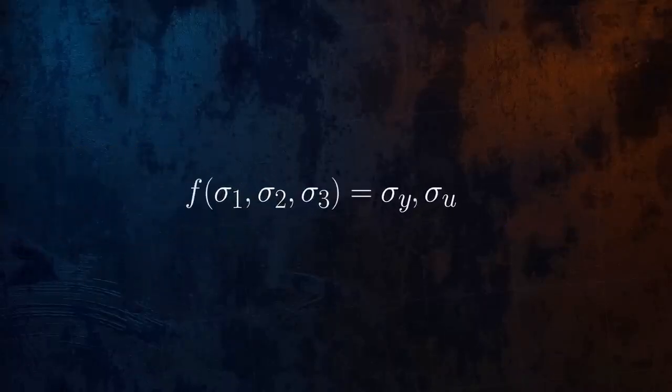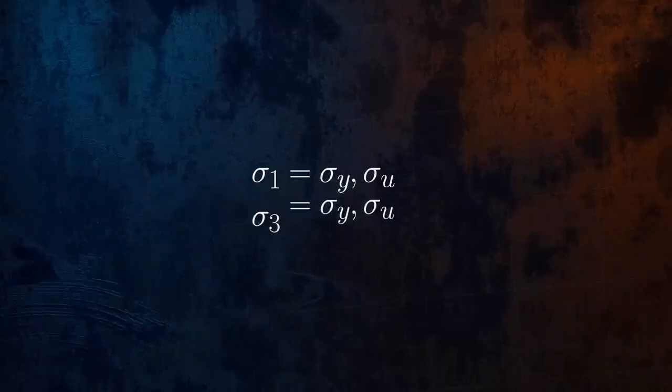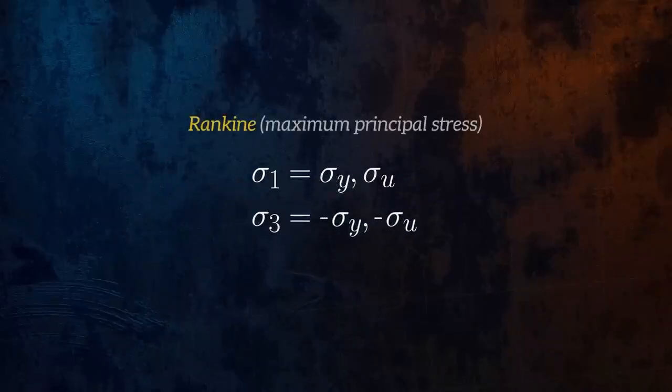Probably the simplest failure theory is to say that failure occurs when the maximum or minimum principal stresses reach the yield or ultimate strengths of the material. This is called maximum principal stress theory, or Rankine theory. Although it's simple to apply, it's not actually a great failure theory, particularly for ductile materials, for reasons I'll explain later. Let's look at some better failure theories for ductile materials.